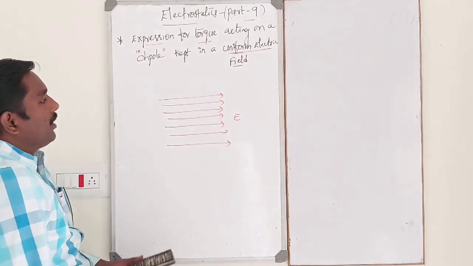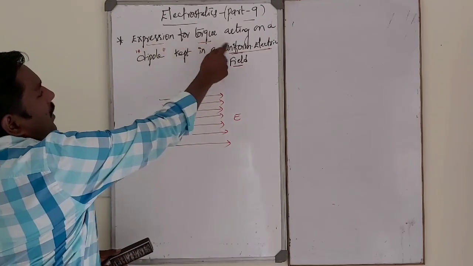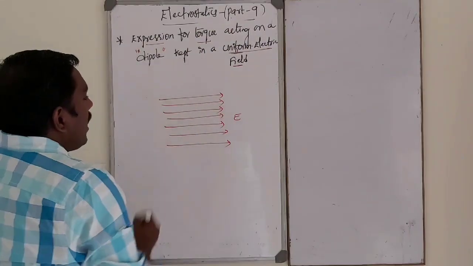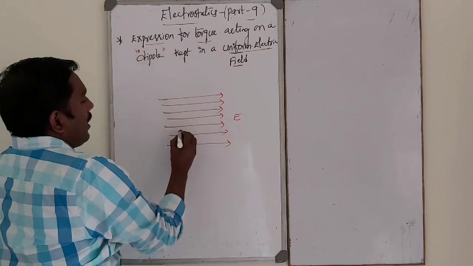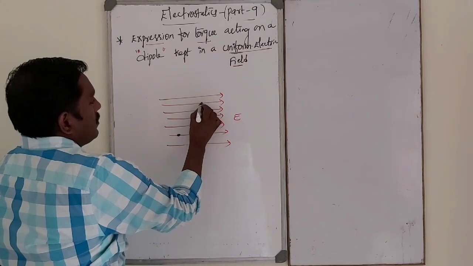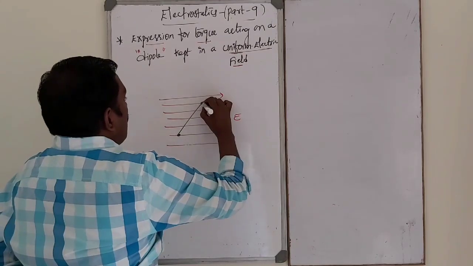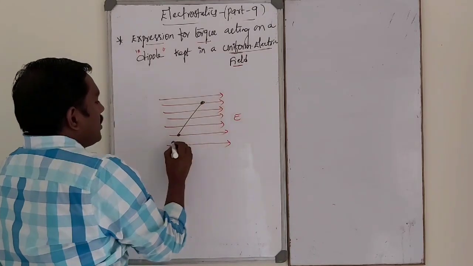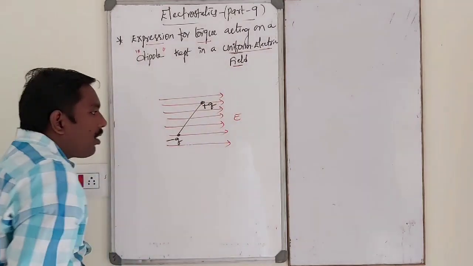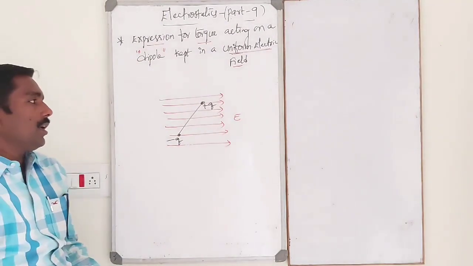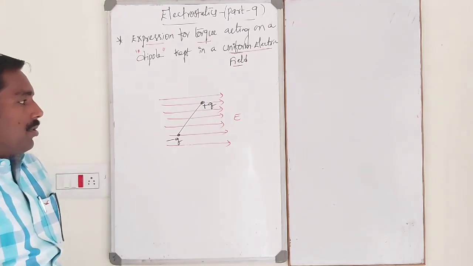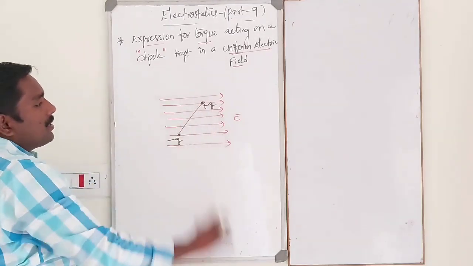See, the expression for torque acting on a dipole. Let us consider a dipole placed inside the field. Let us consider a dipole like this. This is the dipole. What is meant by dipole? Two equal and opposite charges separated by a small distance. That is called a dipole.